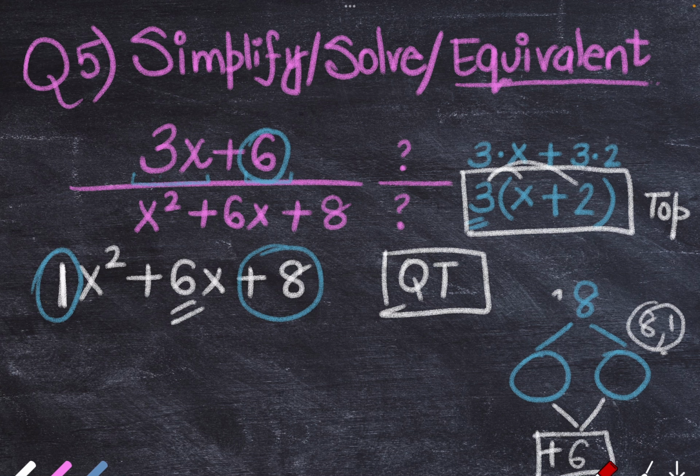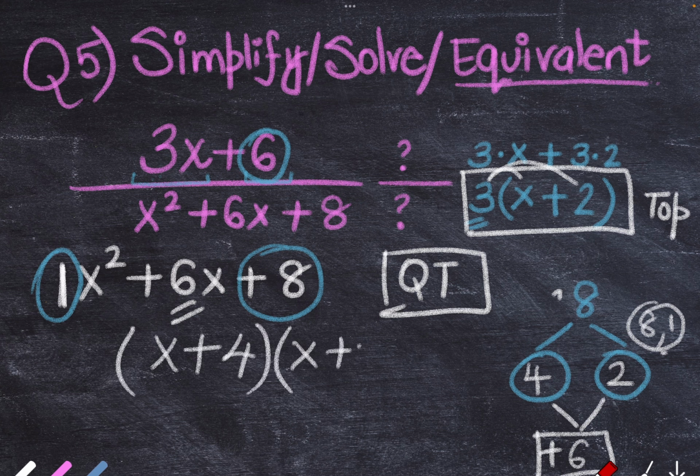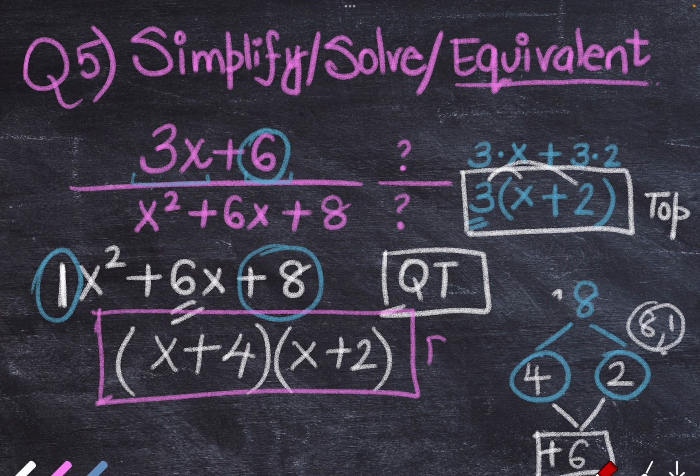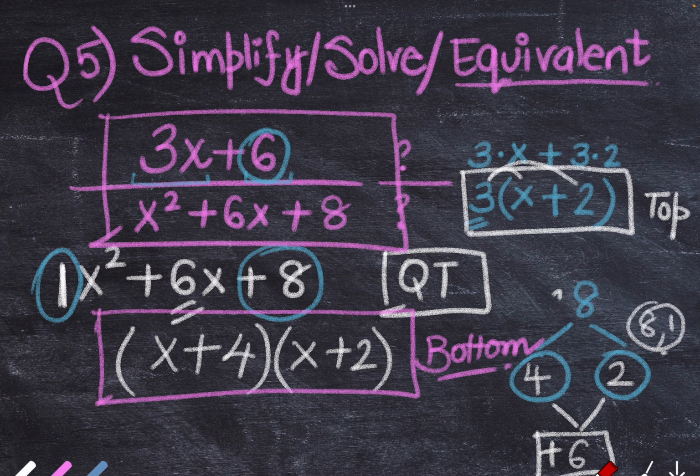I'm trying to get numbers that when I add them, I should get a 6. So I'm thinking that my numbers could be 4 and 2, because 4 times 2 is 8 and 4 plus 2 is 6. So I write down my factors as x plus 4 and x plus 2. These are the factors. Now I have my factors for the top part of the fraction and for the bottom part. Now let us write down, in place of this fraction, the factors I got for top and bottom. On the next page, let us write down the question in factor form.